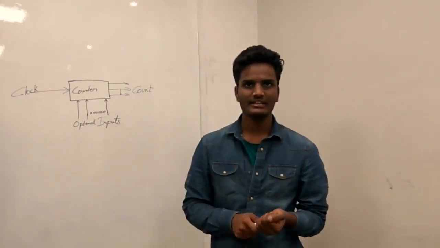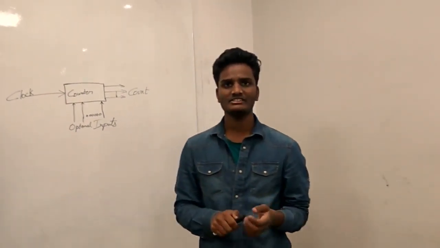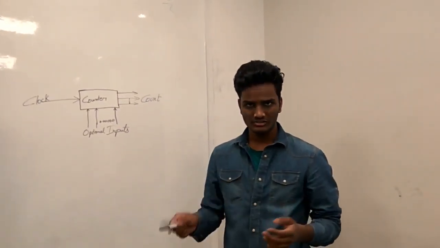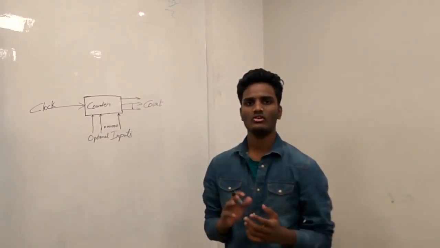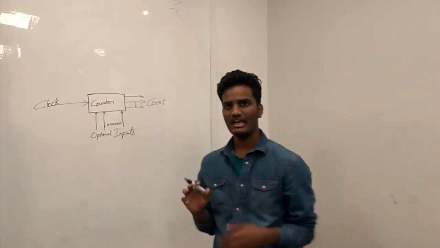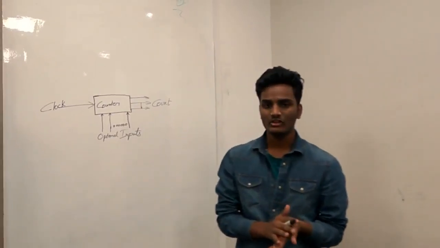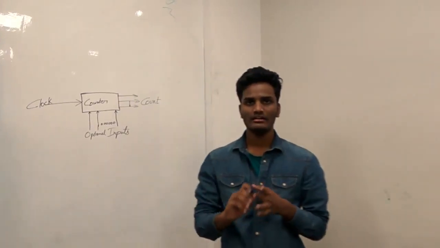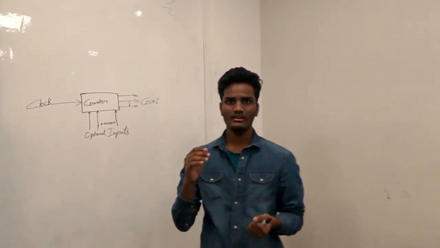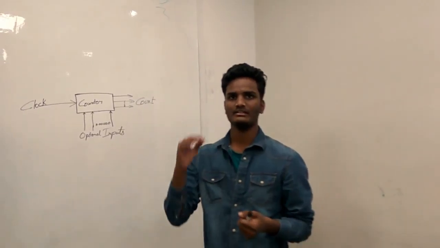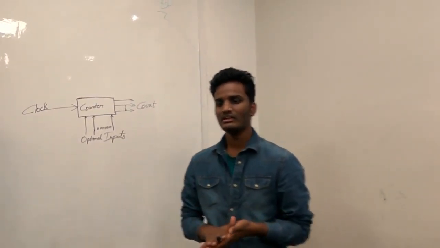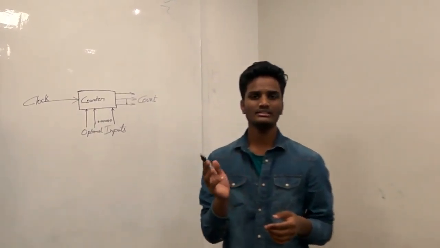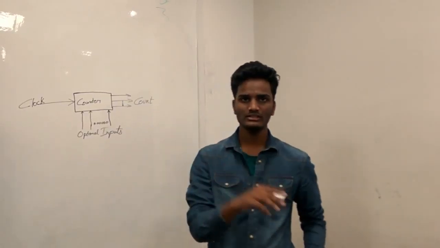Counters are differentiated by their different characteristics. Characteristics like modulus. Modulus gives the length of the sequence. Coding gives the sequence count. Direction tells us whether it is incrementing or decrementing, that is up or down direction. Resettable is to reset the count to 0. Load is loading a value into the counter.